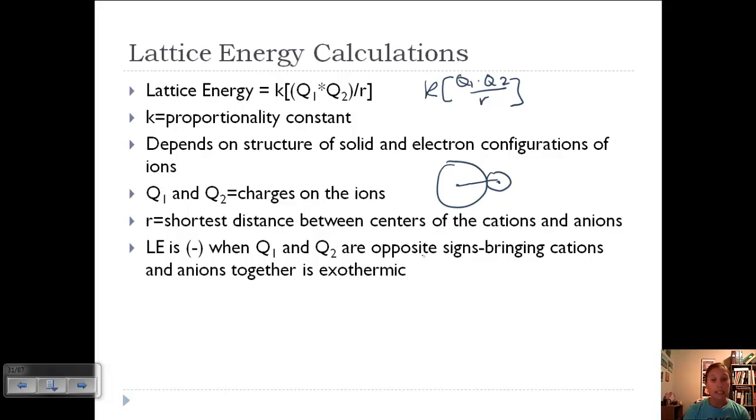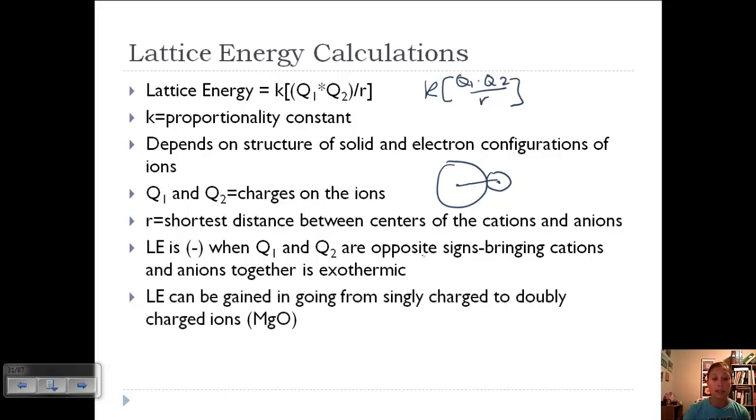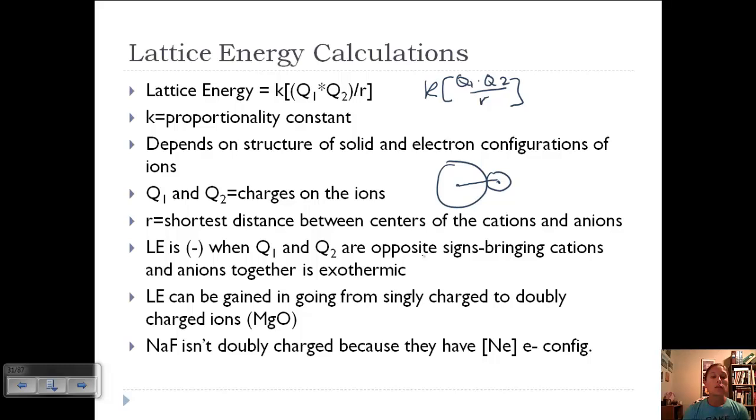Lattice energy is negative when Q1 and Q2 are opposite signs, because forming that ionic compound, bringing cations and anions together, is an exothermic process, and so it's going to be negative. Lattice energy can be gained in going from singly charged to doubly charged ions. So magnesium oxide is +2, -2, and that's going to help gain some lattice energy. Sodium fluoride isn't doubly charged because they both have a neon electron configuration, so being +1, -1 makes them more stable.